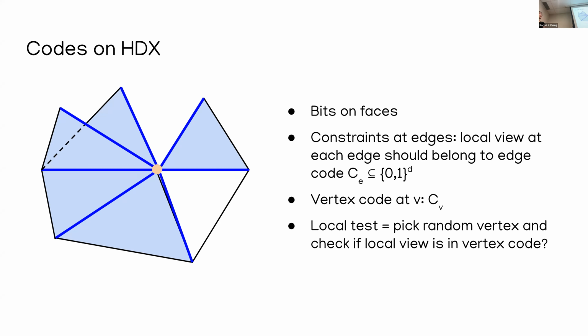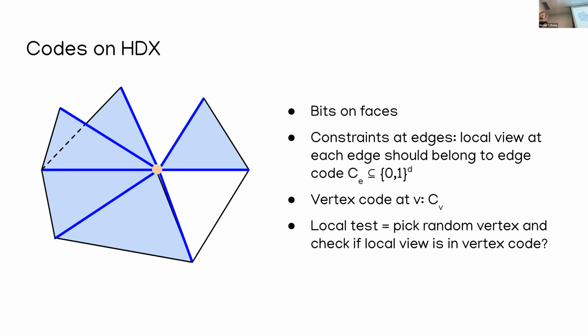Okay, and now maybe you can ask the following question. What if we would use a local test, which is as follows. We pick a random vertex, and then we check if the local view at the vertex, so all the faces surrounding it, is in the vertex code. You're just picking a vertex, looking at the edges that touch it, and checking if all those edges are in the edge code. Wait, sorry, what? You pick a random vertex, you look at all the edges incident to that vertex, and then you check if all of these are in your edge code.